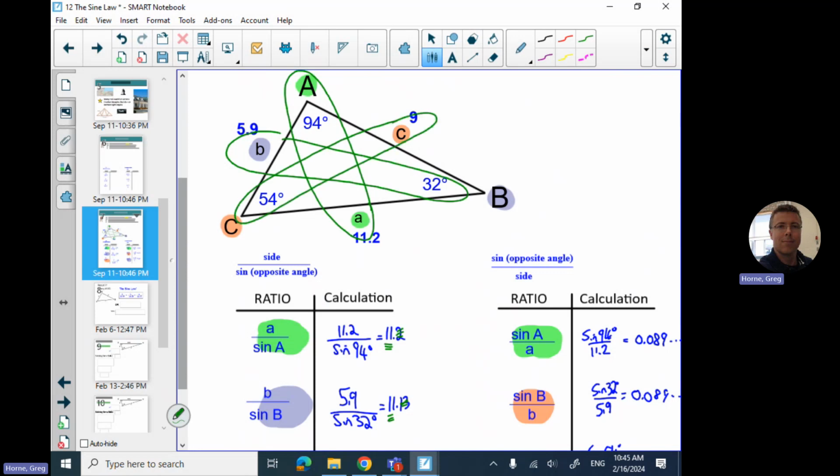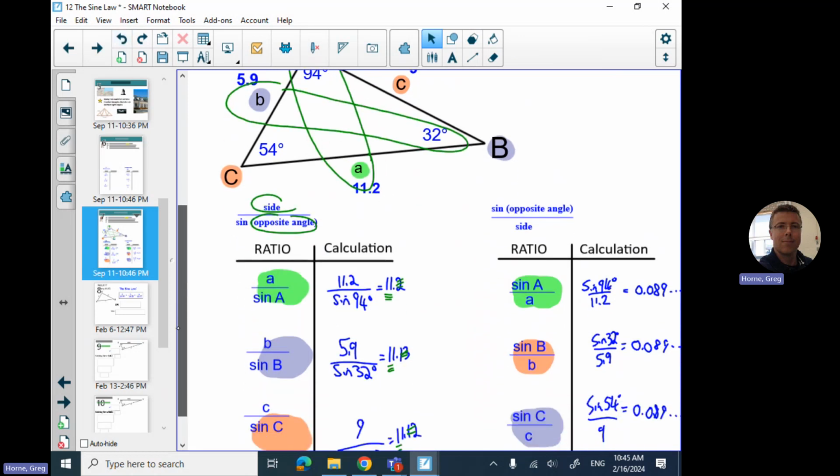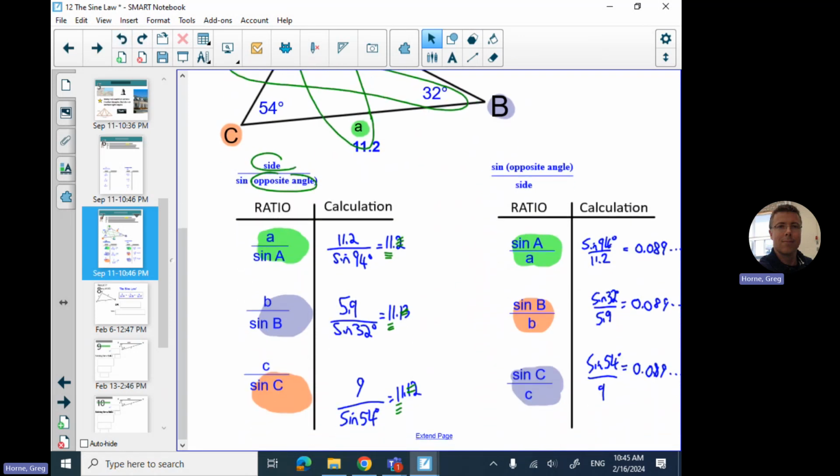We have these opposite angles, right? So it's side over opposite angle. I'm going to call it crisscross when we get at it here. So side over opposite angle, just a little easier to see. But we get the 11.2s from the side over sine of angle, and sine of angle over opposite side is giving us like 0.89. It's really just 1 over the 11, right?